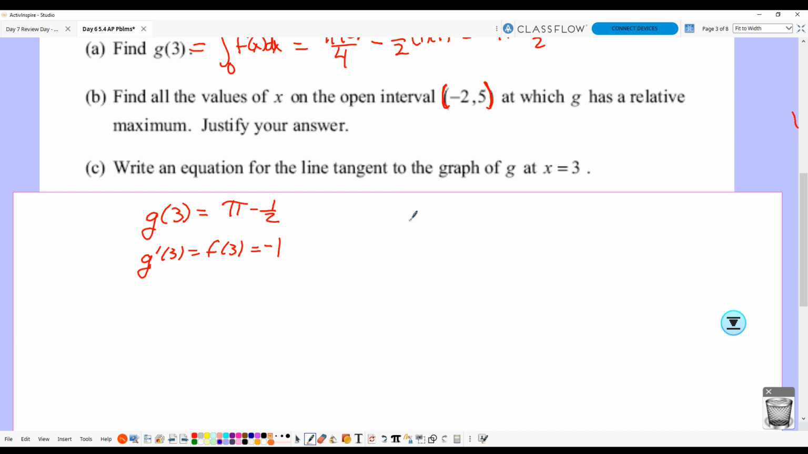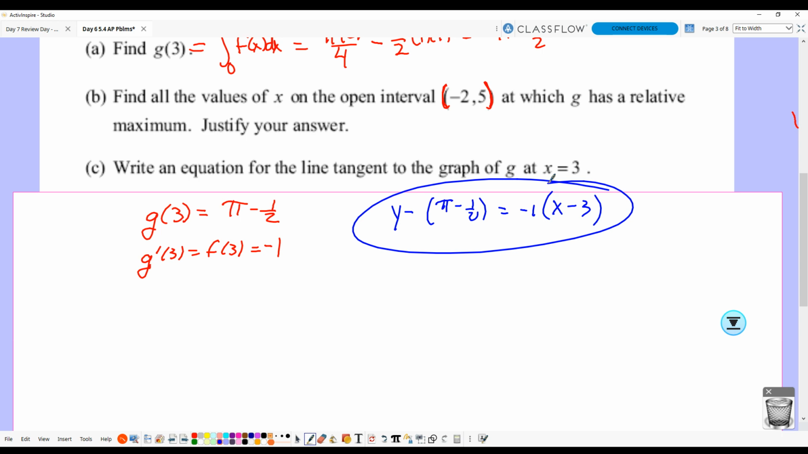So you'll get y minus, I guess parentheses, pi minus 1/2 equals -1 times x minus 3. So parentheses around the x. Okay, if you guys forget the parentheses, it's wrong. You can stop right there and leave it alone, which I highly recommend you do. This is full credit. This is 1 point right there. Possibly 2.